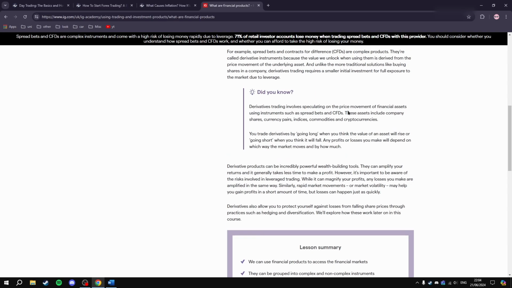Whereas with shares you have to pay up front whatever the shares cost. You can't use leverage, I don't think.